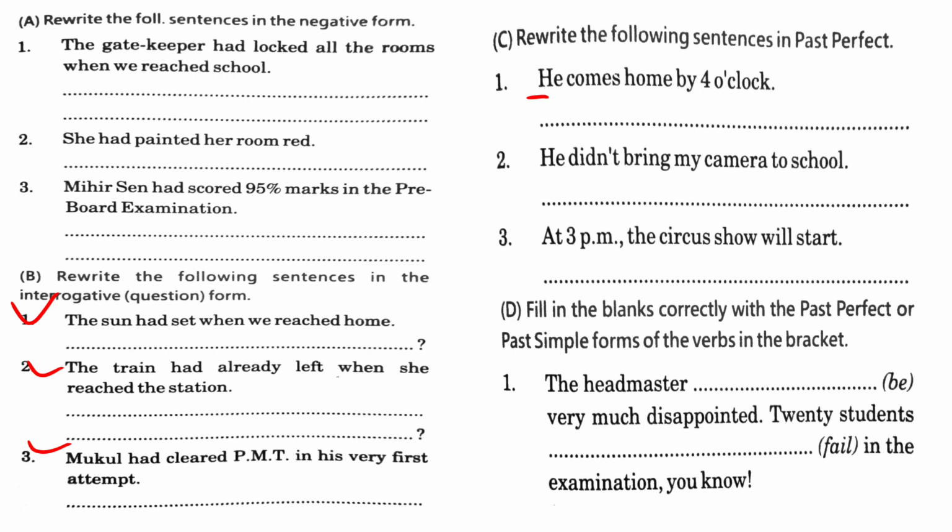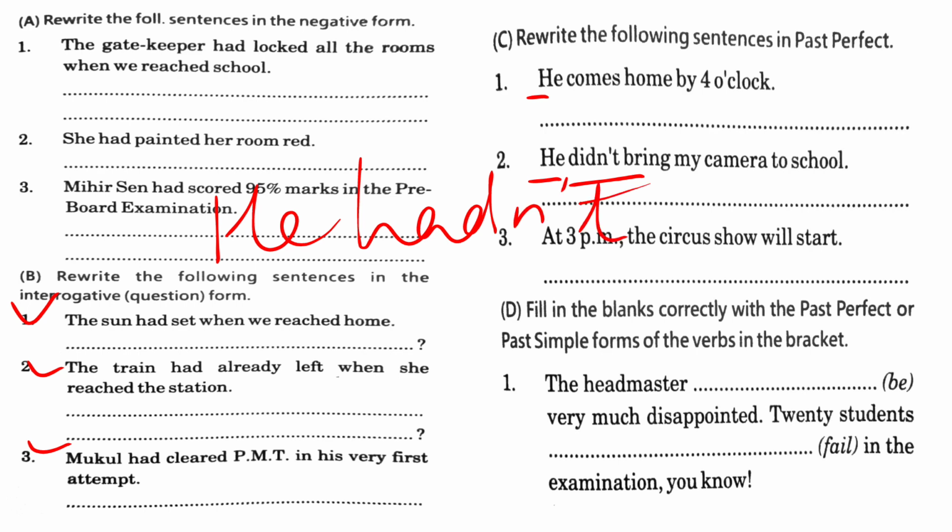First of all, just identify the sentence. This is simple past tense. Subject plus second form of the verb. And to change it into past perfect, we need to add had. So it will come out as he had not, or you can also write he hadn't. He hadn't brought. Third form of bring is brought.